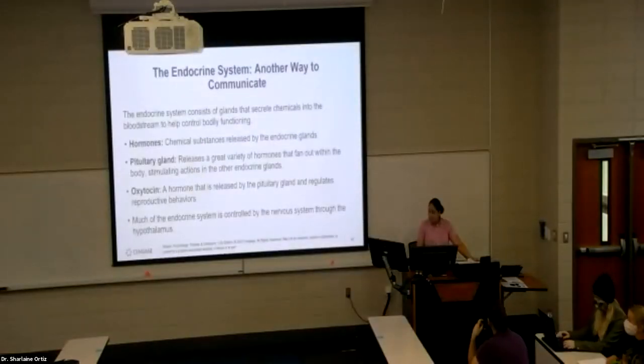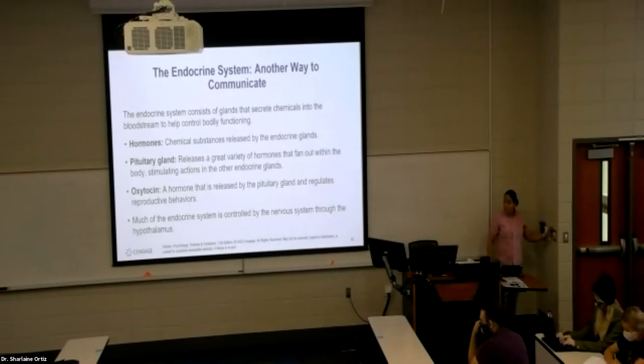Yeah. Split brain people, they're like aware of the right side.